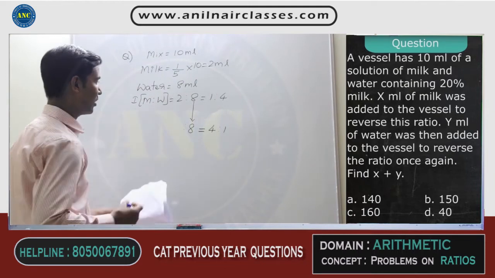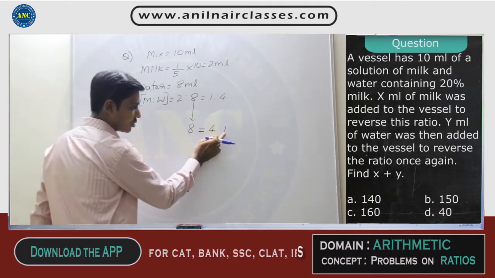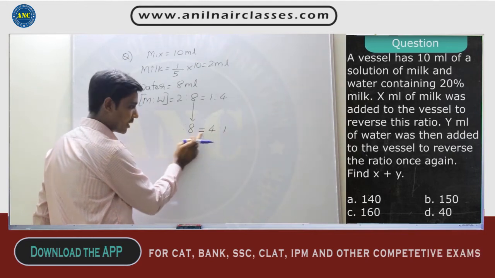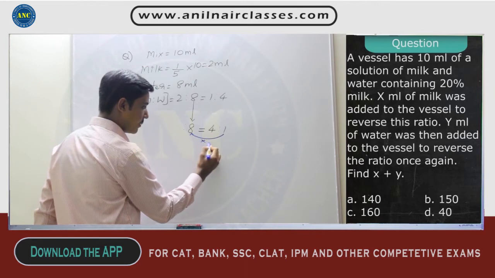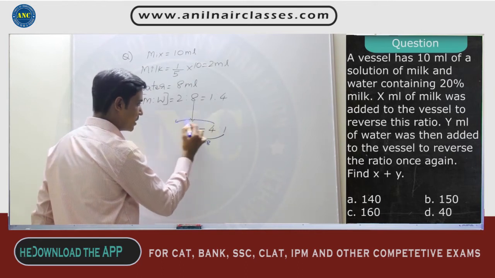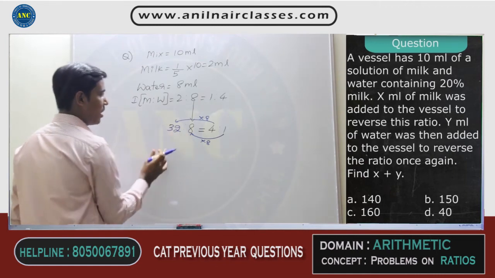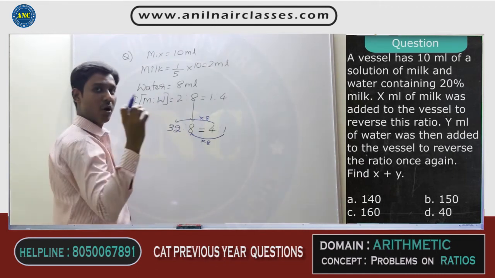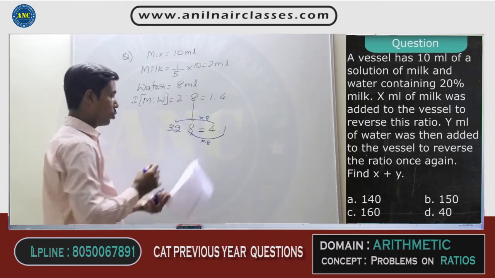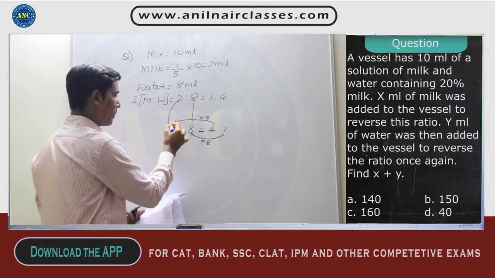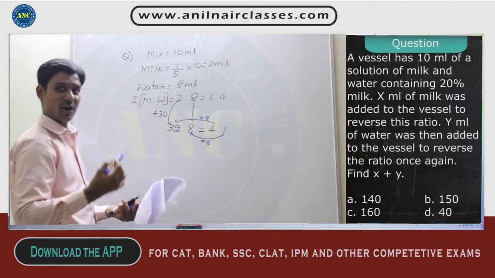Now think logically, solve by using ratios. According to the ratio, water is 1, but according to the question it is 8. 1 is becoming 8, multiply by 8. 4 also should be multiplied by 8. 4 into 8 is how much? 32. That means earlier it was 2 ml of milk, now it is becoming 32 ml of milk. 2 ml of milk to become 32 ml of milk. How much ml of milk have you added? 30 ml of milk is added.